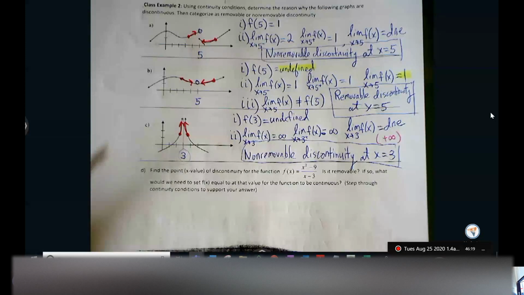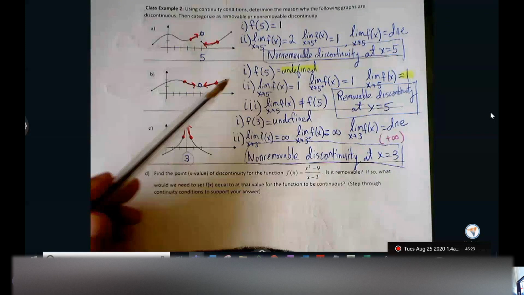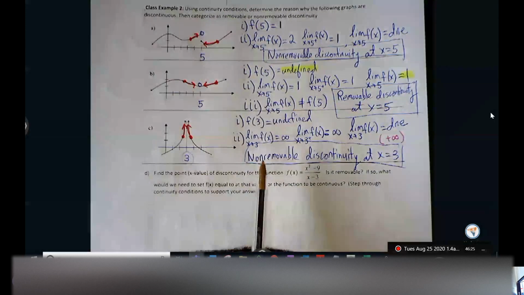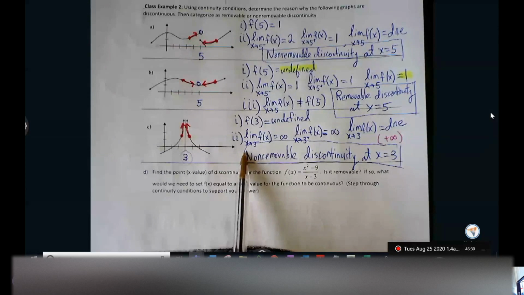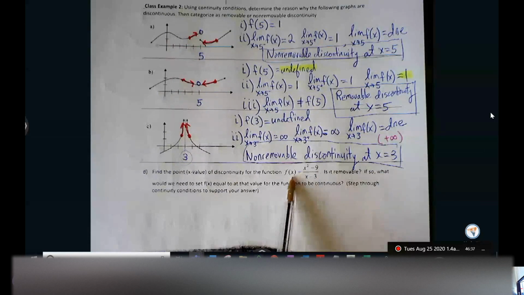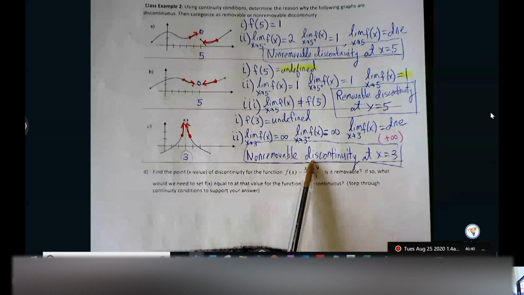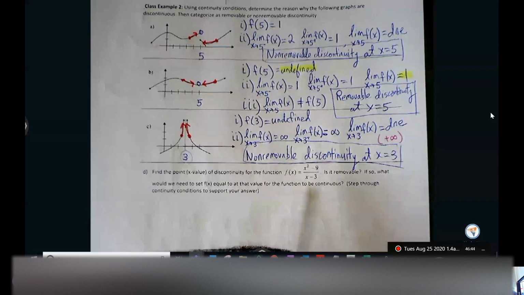Okay, any questions so far with the notations, with the steps, when to stop, when to move forward? Okay, let's see if we can attempt a problem where we don't have the graph in front of us and we have to rely simply on function notation, algebraic expression.